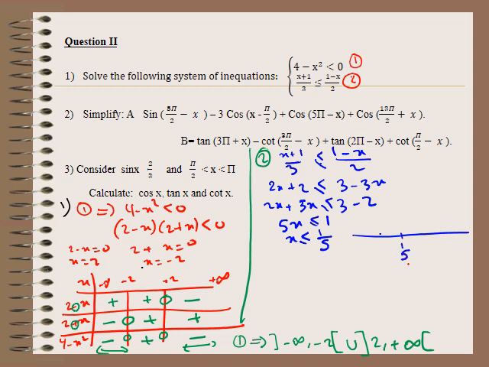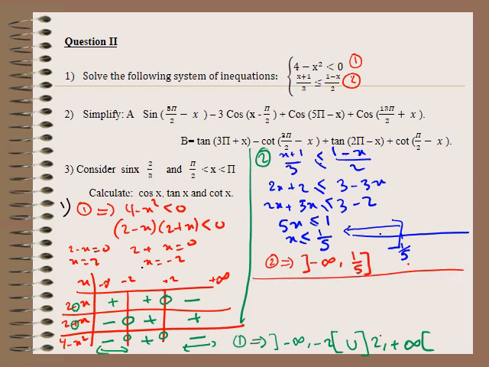That's the solution of the second one. The solution of the second one is minus infinity to 1 over 5, closed here and open here.